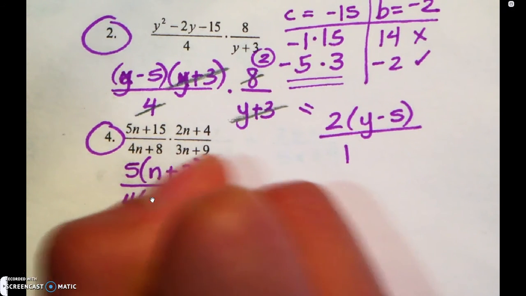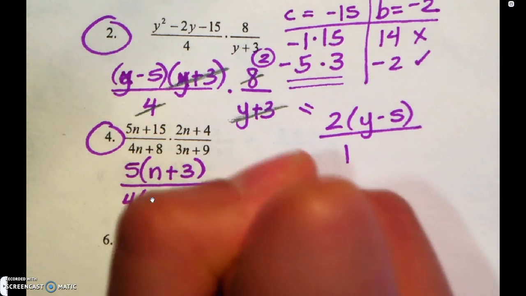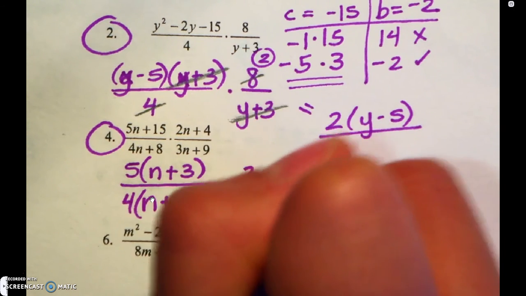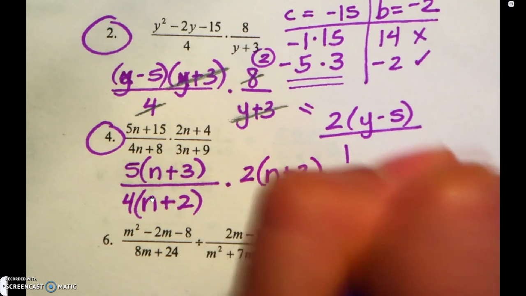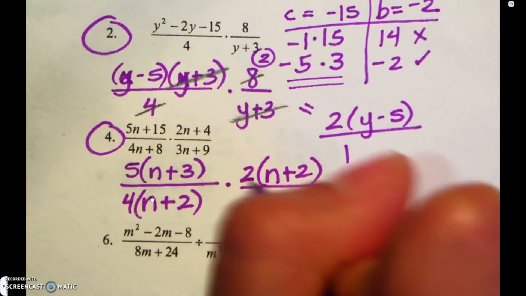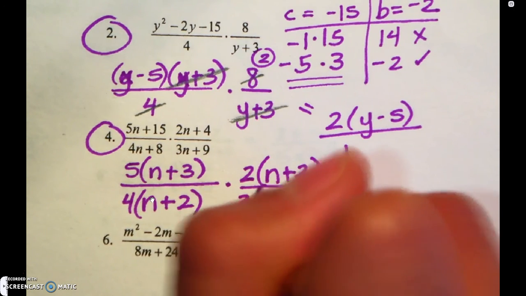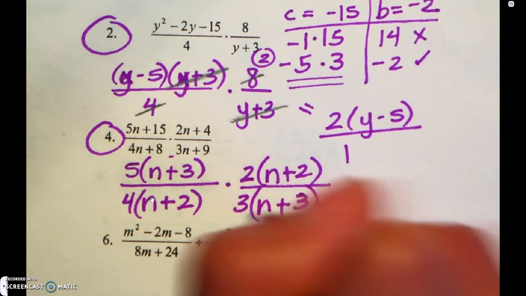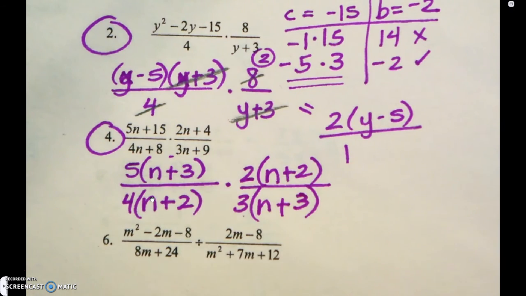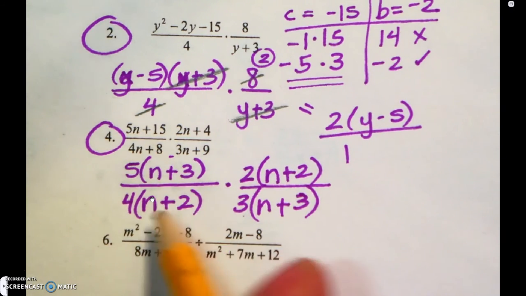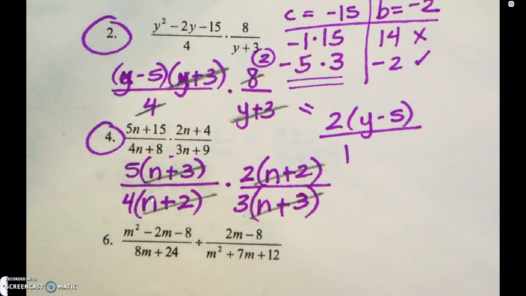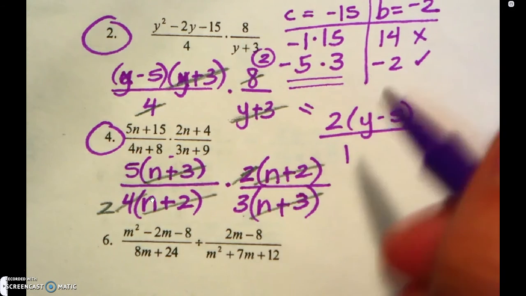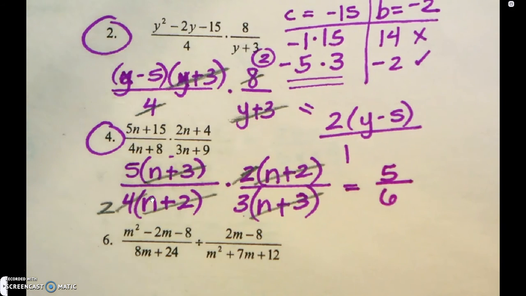So you put 4 on the outside because 4 times n gives you 4n, and 4 times 2 gives you 8. I'm just rewriting the fraction as something simpler. I'm going to factor out the 2, and I'm left with n plus 2 because 2 times n is 2n, and 2 times 2 is 4. I'm going to factor out a 3 because the greatest common factor between 3 and 9 is 3. So I'm left with 3n plus 3. 3n, 3 times 3 is 9. Now you can eliminate the common factors, n plus 2, n plus 3, and you can reduce 2 into 4 2 times. So your final answer is 5 over 6.